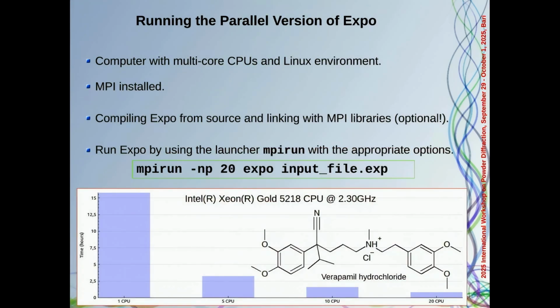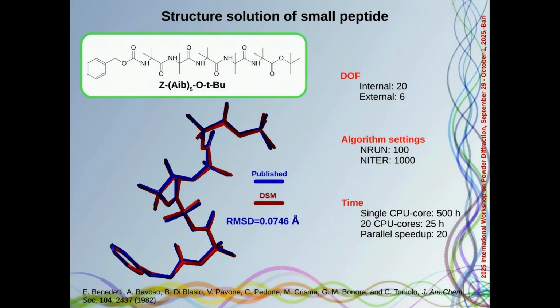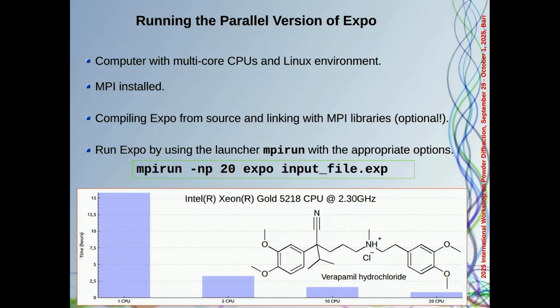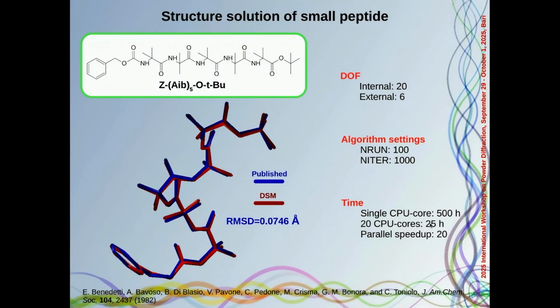To run the parallel version, first of all you need a computer with a multi-core CPU, and this is not a problem today. You need a Linux environment, and MPI should be installed. You have to compile from source code and link the program. This is not necessary if you are using the Debian package, because the Debian package contains EXPO compiled with MPI.